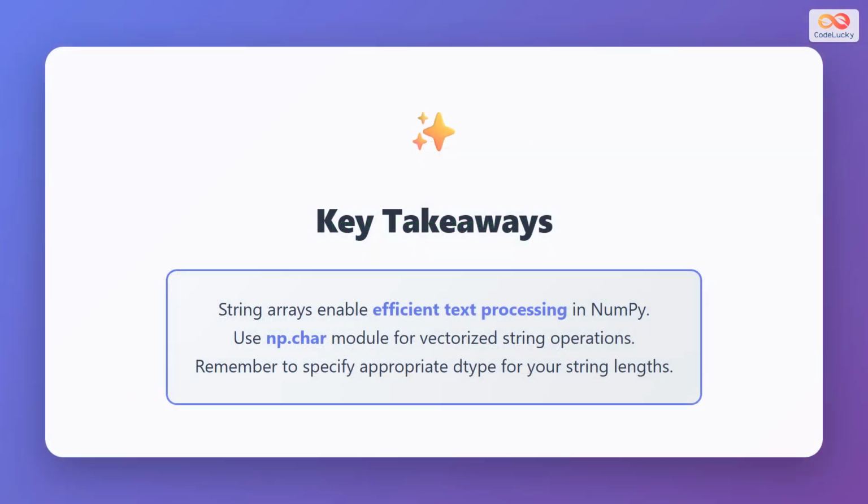Let's recap what we've learned. String arrays enable efficient text processing in NumPy by allowing you to store and manipulate text data using vectorized operations. The np.char module provides a wide range of functions for working with strings, including case conversion, concatenation, splitting, and comparison operations. Remember to specify an appropriate dtype for your string lengths to avoid truncation. With these tools, you're now equipped to handle text data effectively in your NumPy projects.